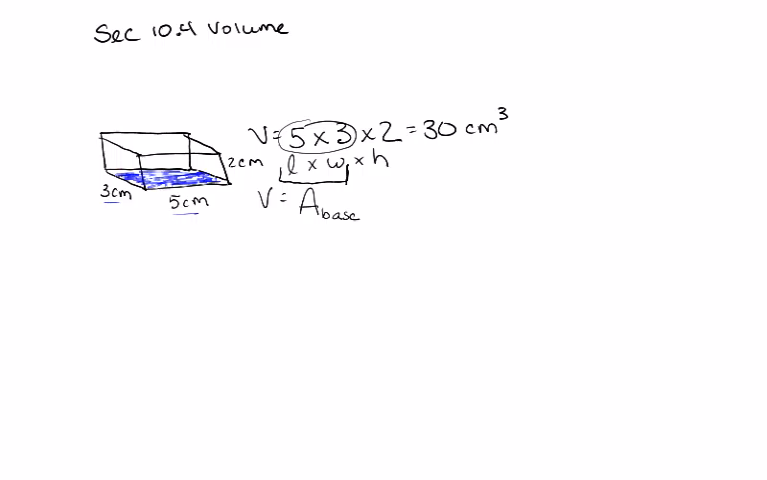Okay? And then when we multiply by the height of the figure, that's how we bring in that 3rd dimension. So we're going to use this area of the base times the height of the figure to be our general formula for volume of any prism.